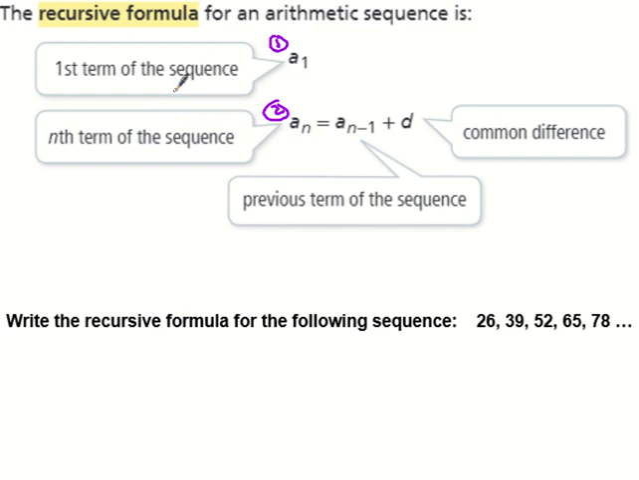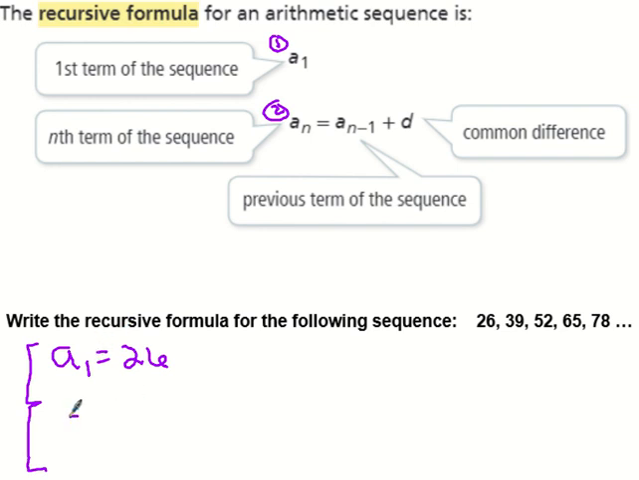So for every single sequence, we have to know what the first term is, because they're not always going to start from zero. So we can't just say, oh, you add 13 every time. Why add 13 starting from where? So A1 tells you what the first term of the sequence is. For example, using the same sequence we just looked at, when we started at 26 and started adding 13, my first term is 26. So this is what I would write down if I asked you to write the recursive formula. I would write A1 equals 26.